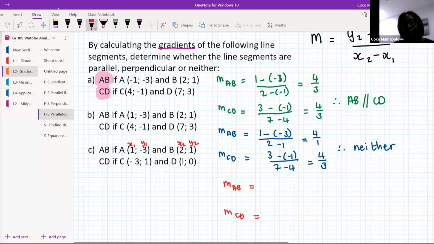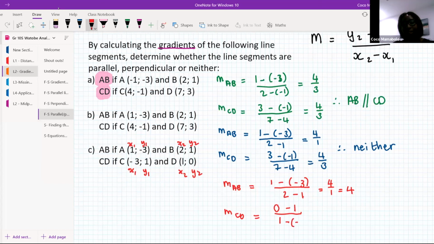And that's going to give me 1, minus and a minus gives a plus, so 1 plus 3 gives me 4 over 2 minus 1 is 1, which means this is 4. Now for CD, I'm going to choose this as X1, Y1 and this as X2, Y2. My Y2 is 0 minus Y1, which is 1, over X2, which is 1, minus -3. That's going to give me -1 over 1 plus 3, which is 4.